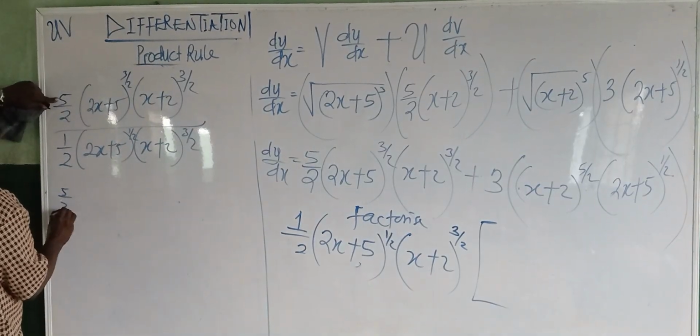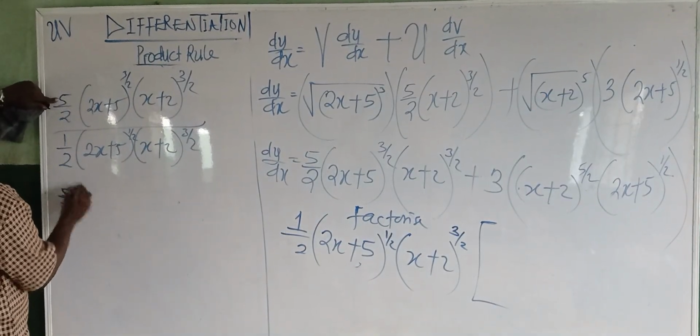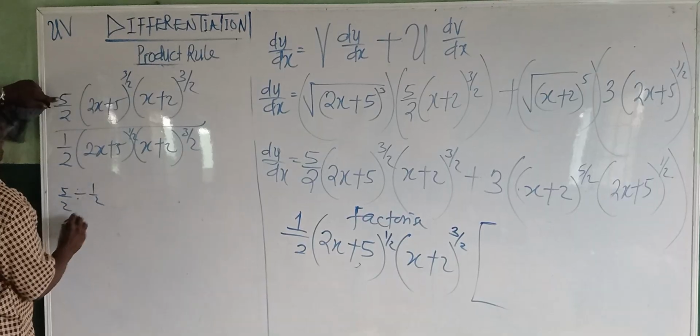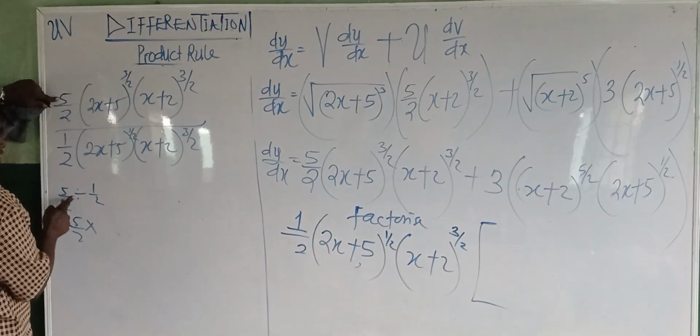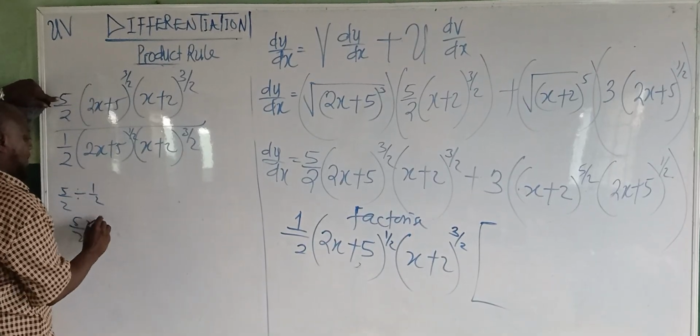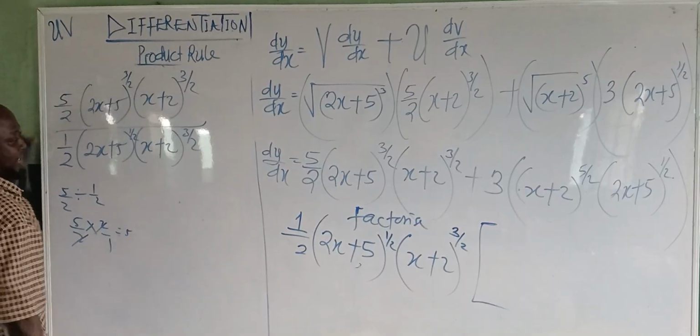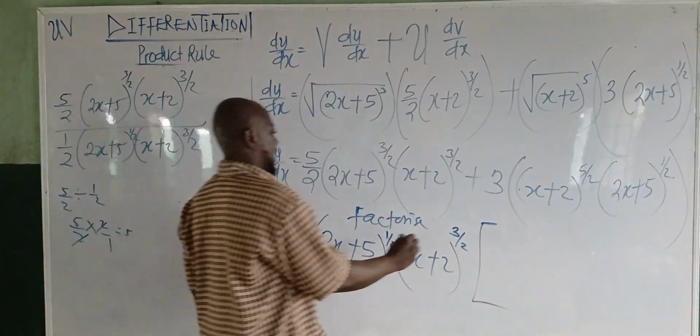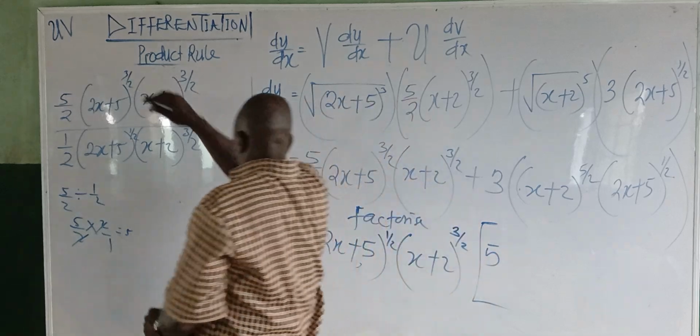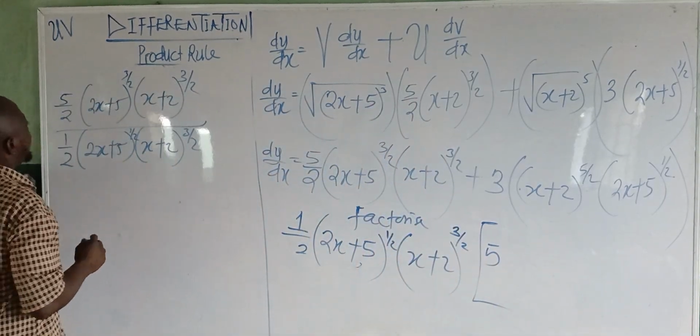The first one here is 5/2 divided by 1/2. So 5/2 times, if you are changing divide to times, this goes up, this comes down. Here becomes 2/1. This can cancel this. Here is 5. I'm having 5 here. So I'll write 5 here.